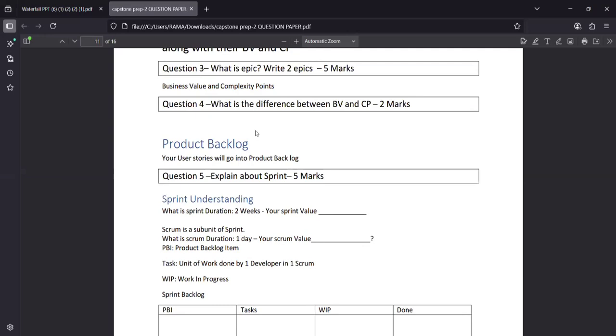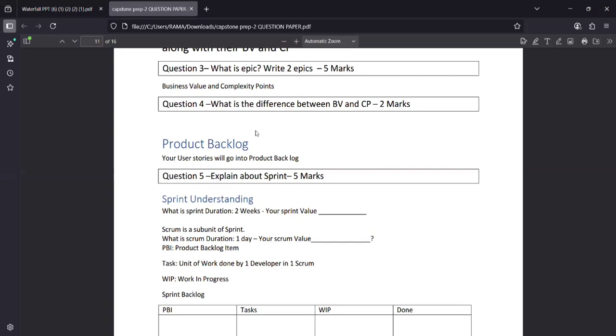So what is a BV? BV means business value and CP means complexity point. So we can call it a story point also. Complexity points we can call story points. So what is a BV? Business value is the importance or benefit the feature brings to the business or customer. How important the feature is to the business or customer.